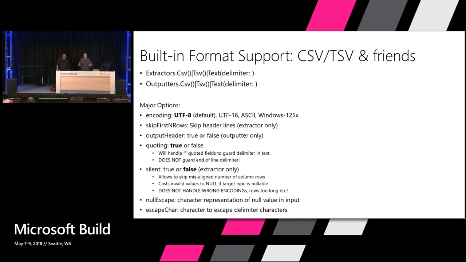We do have skip first N rows for extractors. For outputters, we have output headers so that you can create a header line if you want, based on the column names that your row set has. Quoting has the ability to handle quotes or not.